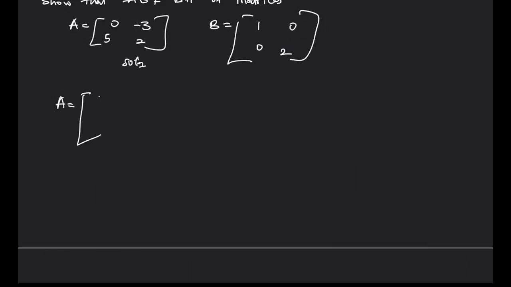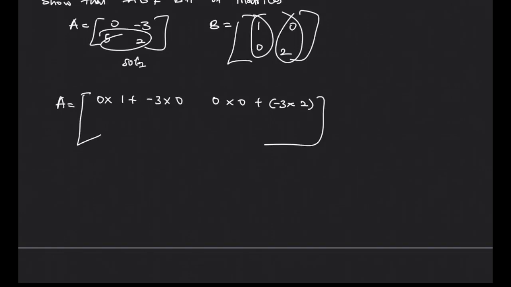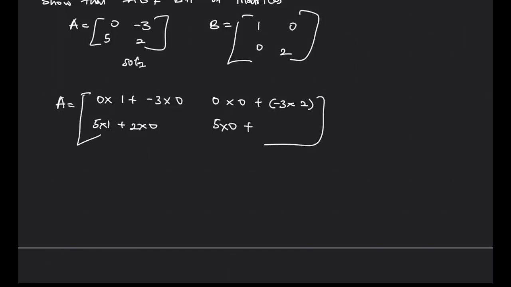So that means it becomes 0 times 1 plus minus 3 times 0. Then the second one, take it to multiply the second column: 0 times 0 plus minus 3 times 2. Then the second part now, take this also to multiply both of them. So that is 5 times 1 plus 2 times 0. Then the next one becomes 5 times 0 plus 2 times 2.